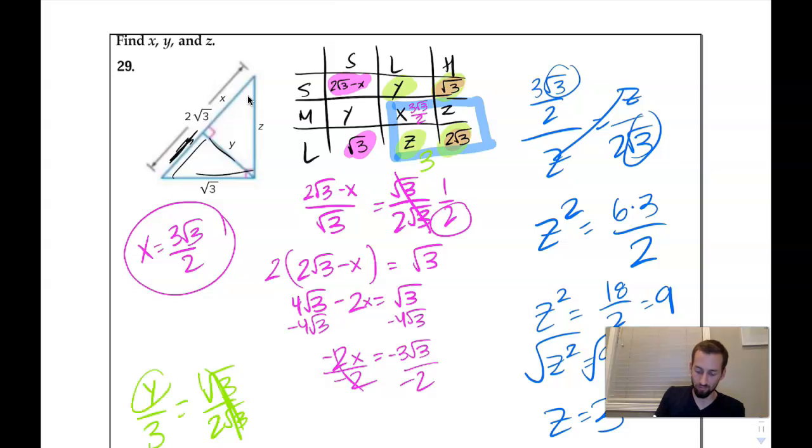Well, that means y is going to be 1.5 to keep that ratio, right? 1.5 divided by 3 is the same as 1 over 2. So y equals 1.5. Okay.